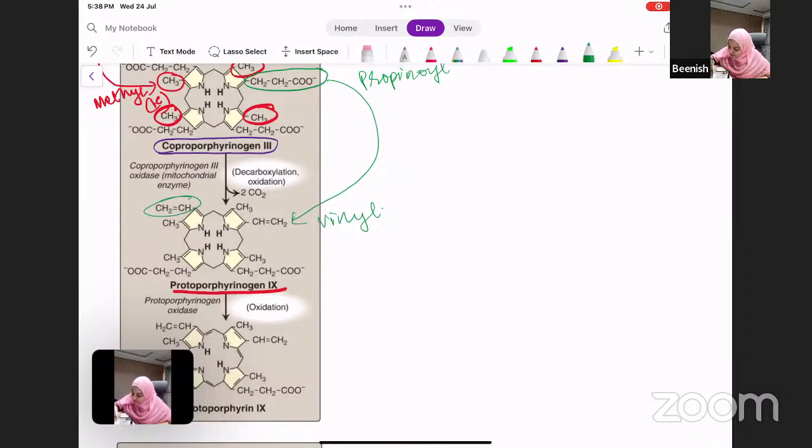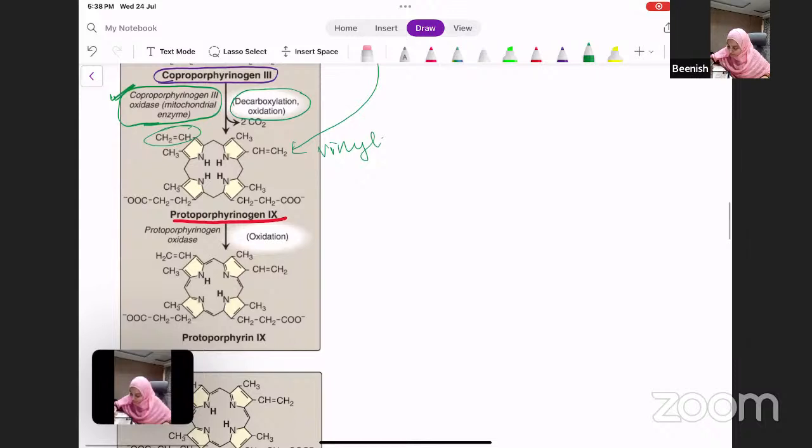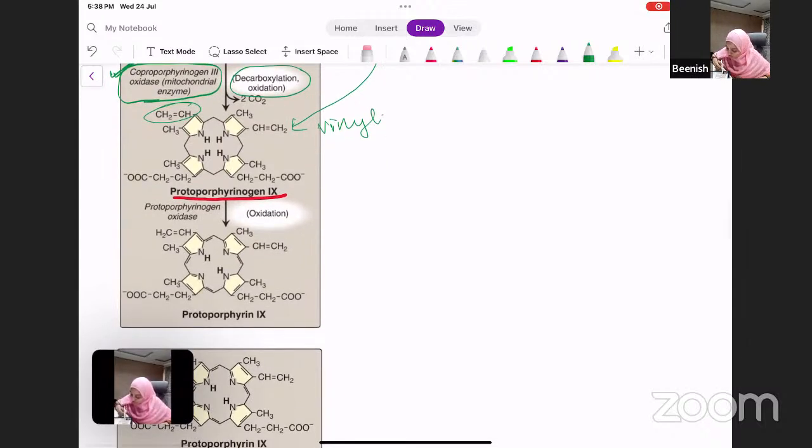So this is a decarboxylation and oxidation taking place, and the enzyme is coproporphyrinogen 3 oxidase. This is a mitochondrial enzyme, as I had mentioned earlier also, that the last three steps are taking place in the mitochondria. Now what happens? Your protoporphyrinogen 9 is going to change into protoporphyrin, okay? Because the heme is having protoporphyrin and not protoporphyrinogen.